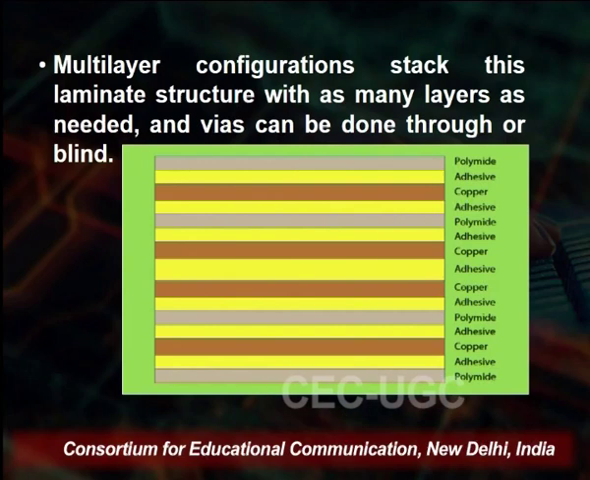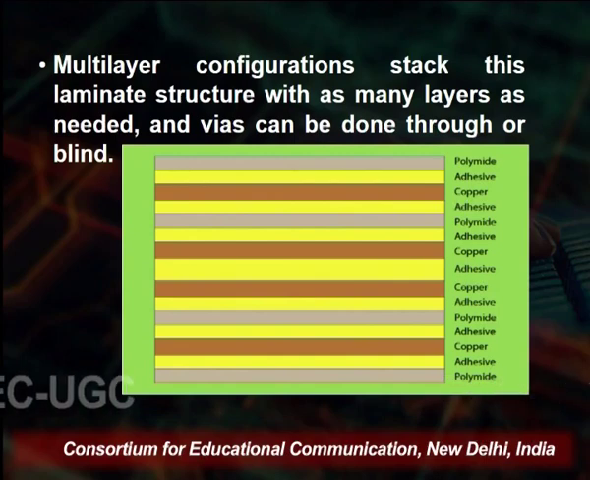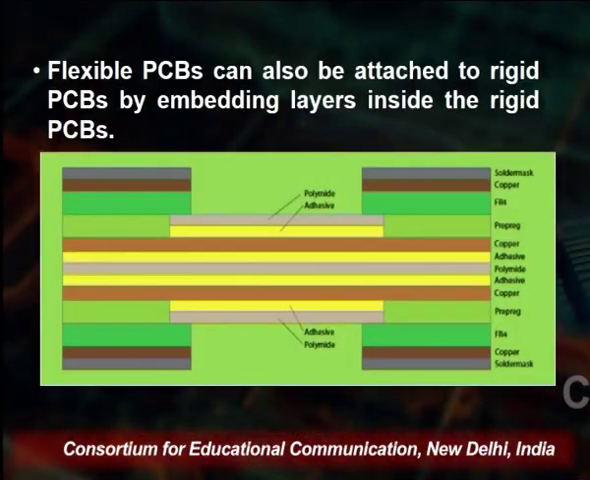Another is a multi-layer configuration, which stacks this laminate structure with as many layers as we require, and the vias can be through or blind. So this is the multi-layer. Now we see the flexible PCB can also be attached to the rigid PCB by an embedded layer inside the rigid PCB. So these are the types of the flexible PCB.